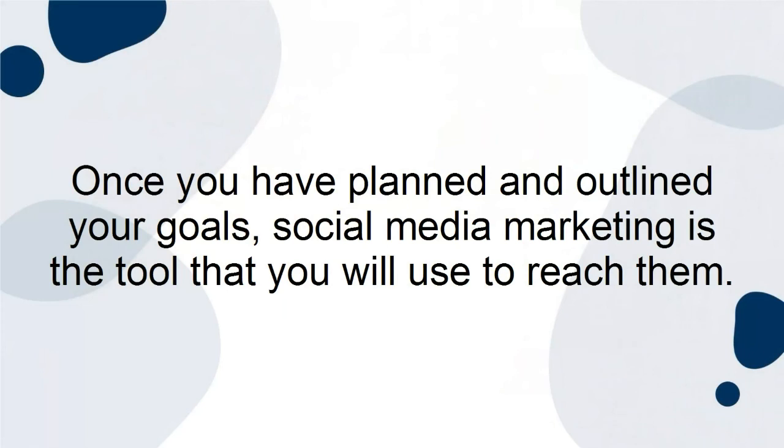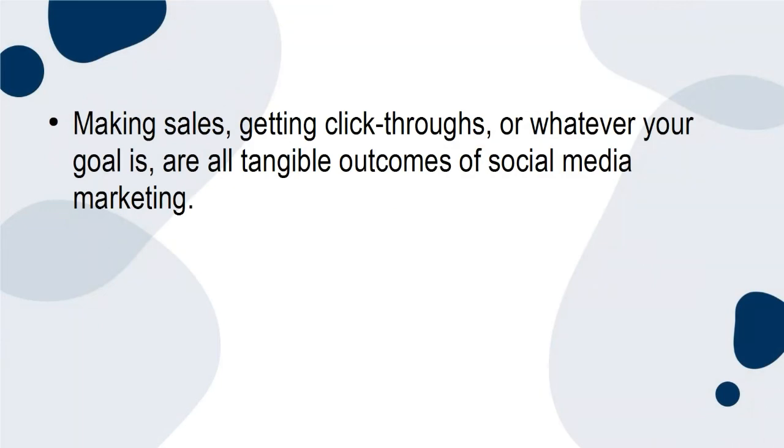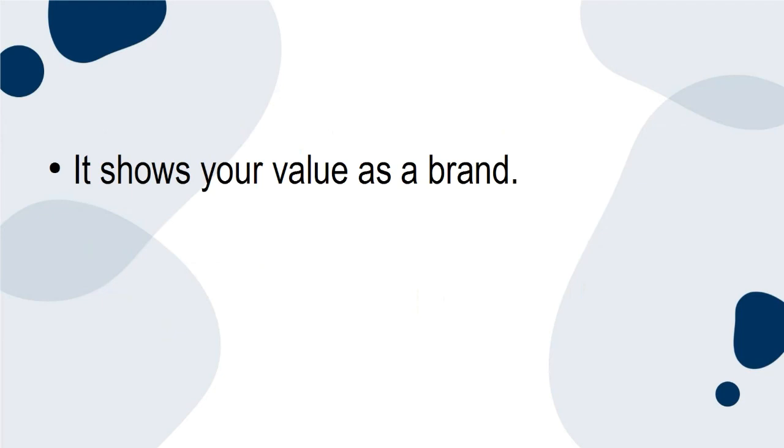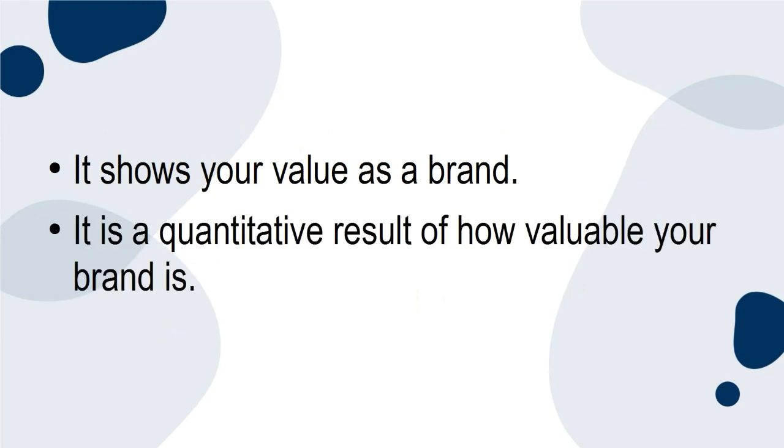Once you've planned and outlined your goals, social media marketing is the tool that you will use to reach them. Making sales, getting click-throughs, or whatever your goal is, are all tangible outcomes of social media marketing. They are things that you can measure and see if your marketing is working, or if it is not connecting with your audience effectively. It shows your value as a brand. It is a quantitative result of how valuable your brand is.